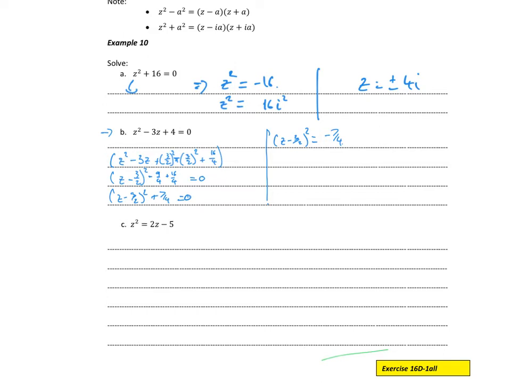We can't get the square root of negative, so introduce i squared. z minus 3 on 2 all squared equals 7i squared on 4. Now we can take a square root of both sides. So we get z minus 3 on 2 is equal to plus or minus root 7 i on 2. So the i on 2 outside the square root sign. So z is equal to 3 on 2 plus or minus root 7i on 2. Or we could take the half out and just write it as 3 plus or minus root 7i over 2. So they're equivalent expressions, obviously.